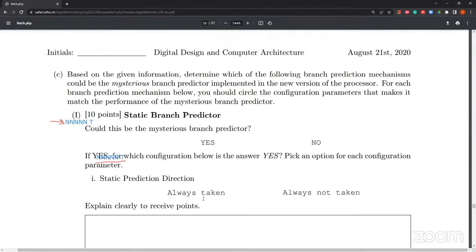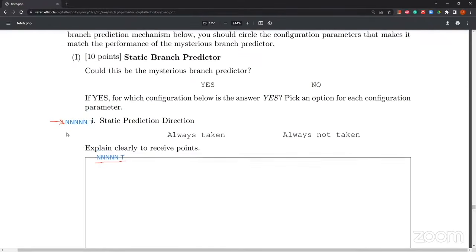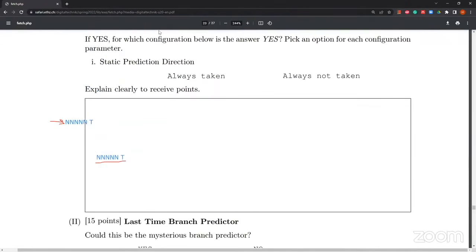So if you predict as always taken, as you can see, we'll make many mispredictions, right? So the first, okay, let me scroll down a little bit. Okay, so the first branch here will be mispredicted, and then the next branches over here that should be not taken will also be mispredicted, right? So during the first iteration, we mispredicted 6 times already, and then only the last branch here will be correctly predicted as taken.